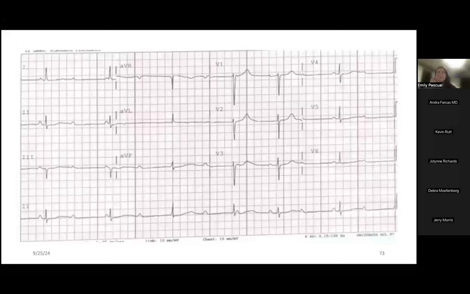Yeah, that's right. Yeah, it is high grade AV block for sure. If you look at the P waves, none of them conduct any of the QRSs. So it is definitely high grade AV block. What would you do for her? Again, she's not feeling great, but her blood pressure is okay. She's hemodynamically stable.